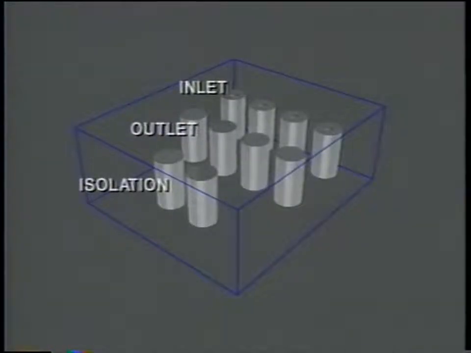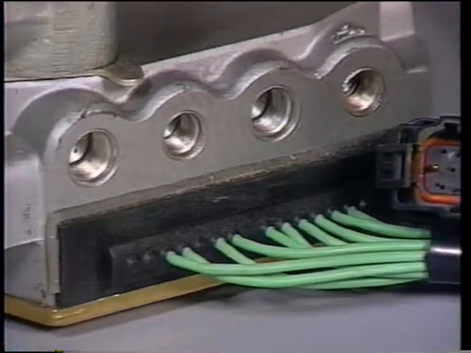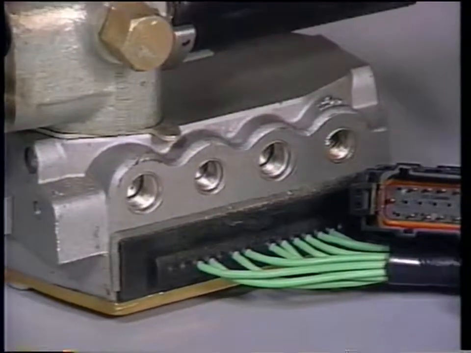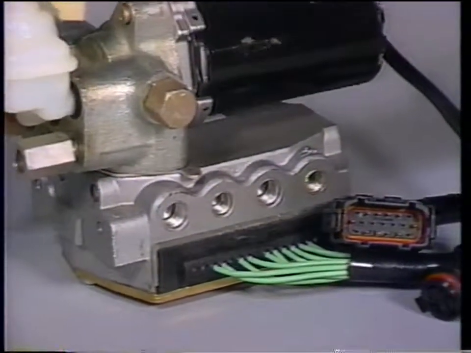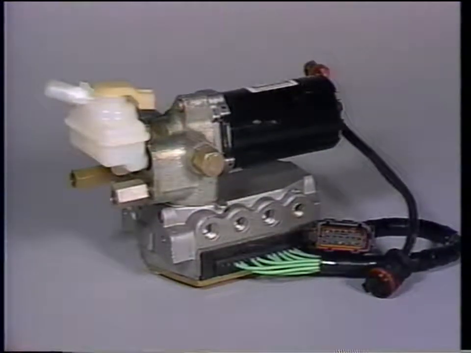On vehicles with traction control, the modulator is larger and contains 2 additional isolation valves, 1 for each front wheel. The isolation valves close when the traction control function comes into play to prevent application of the front brakes. The valve body, pump, and motor and reservoir on the modulator assembly can all be serviced separately. Other than seals and gaskets, however, no internal parts can be serviced.